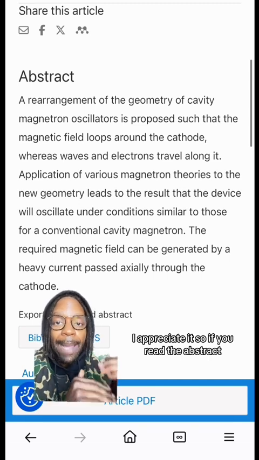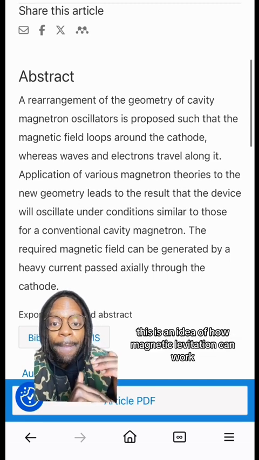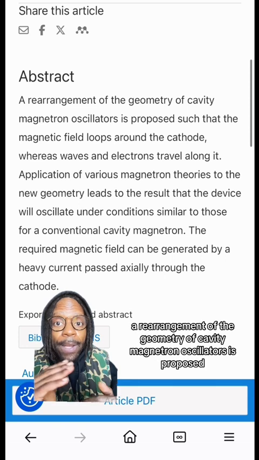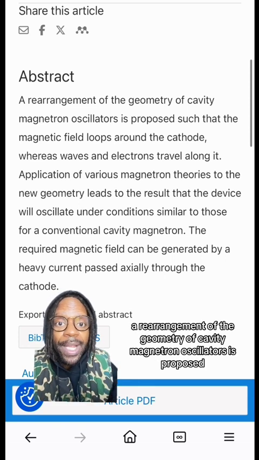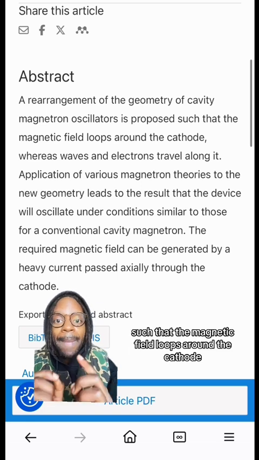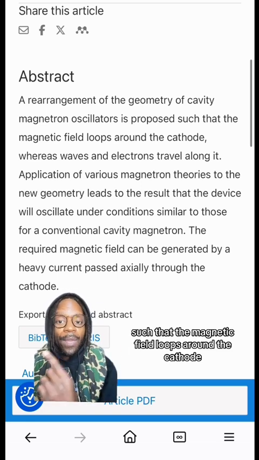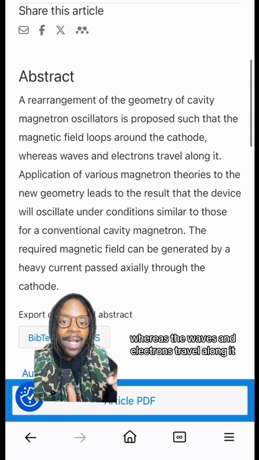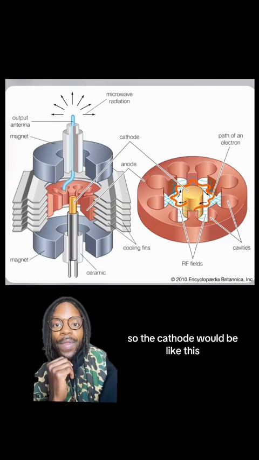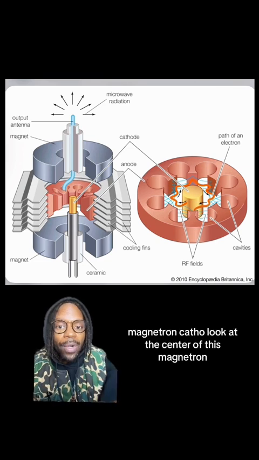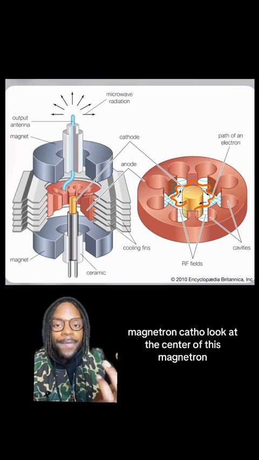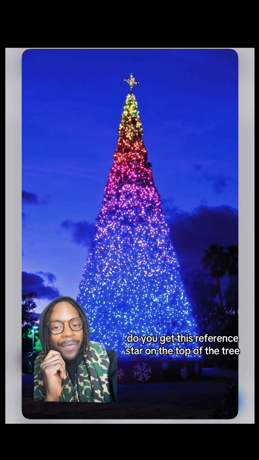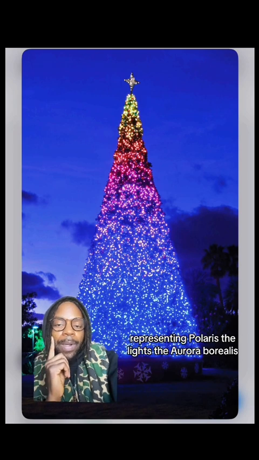So if you read the abstract, this is an idea of how magnetic levitation can work: a rearrangement of the geometry of cavity magnetron oscillators is proposed such that the magnetic field loops around the cathode, right, the center cathode, whereas the waves and electrons travel along it. So the cathode would be like this magnetron cathode. Look at the center of this magnetron. Do you get this reference? Star on the top of the tree representing Polaris, the lights the aurora borealis.